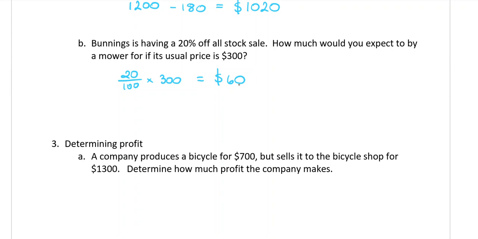Okay, so now we want to find the cost of the mower. It started at 300. I'm going to take off the 60. So the mower is now going to cost $240. All right, that was question type number 2.